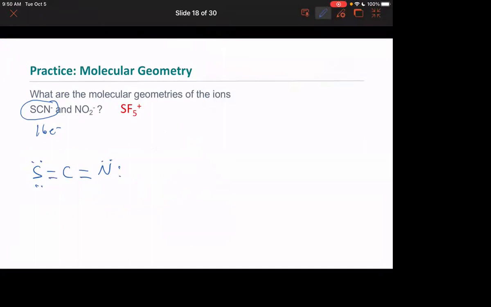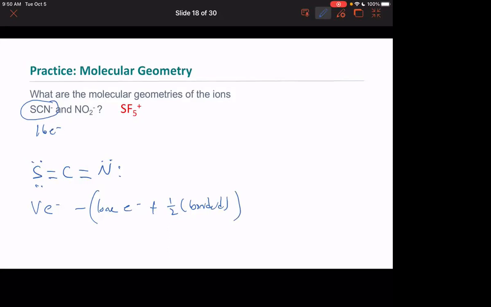We probably should check our formal charges just to see what they look like. Remember how to do formal charges. It's the valence electrons minus the lone electrons assigned to that, plus you can do either half of the bonded electrons or just the number of bonds, as some people do. I think the book did it half the bonded electrons. So let's start with sulfur.